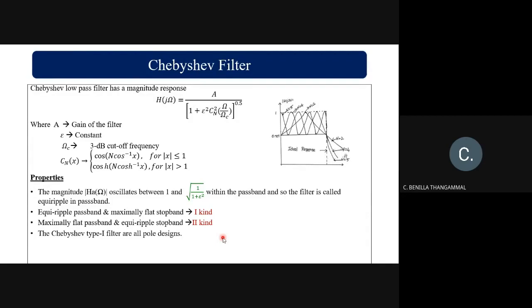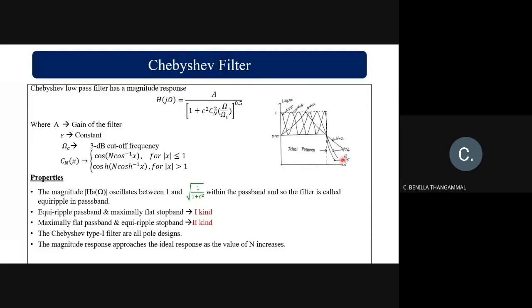Here the Chebyshev type 1 filters are all-pole designs. The magnitude response approaches the ideal response as the value of n increases. If you go on increasing your n value, you will get close to the ideal response. So n equal to 2, n equal to 4, n equal to 5. While increasing n, it reaches the ideal response. So this is about your Chebyshev filter.